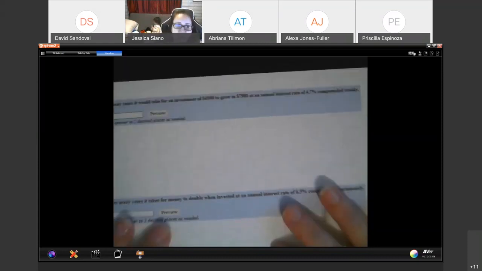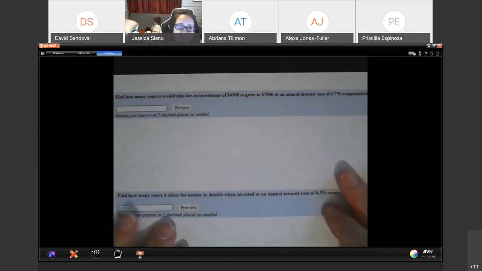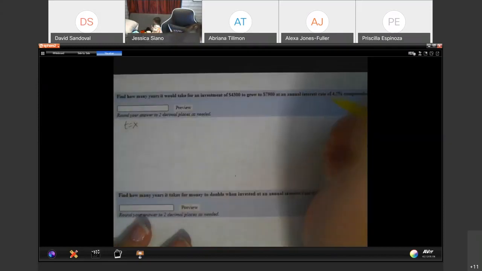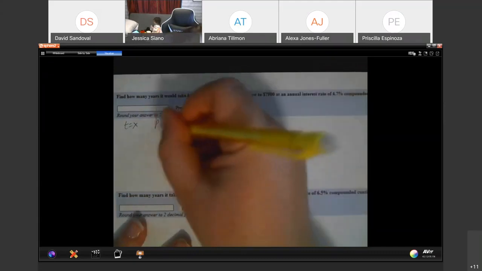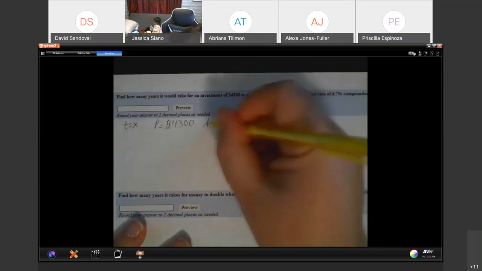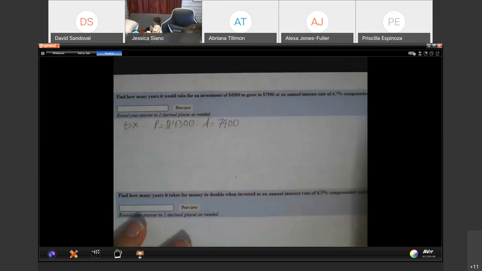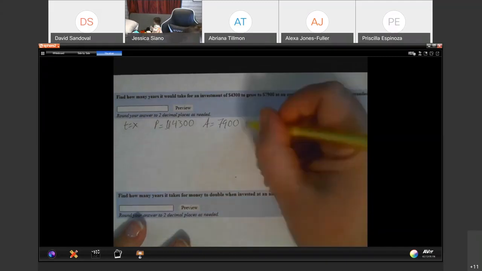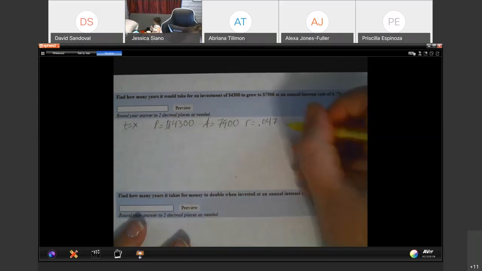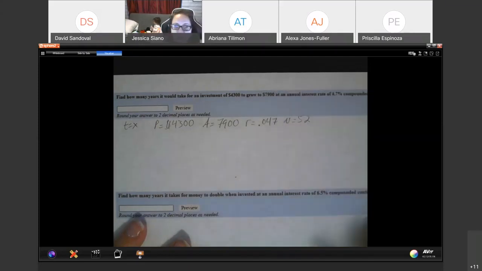How many years would it take? So this time T is my X. For an investment of $4,300, so that's my principal, to grow to $7,900, so that's the amount I want to have after time, at an interest rate of 4.7, so R is 0.047, compounded weekly, so N is 52. So let's fill this in.